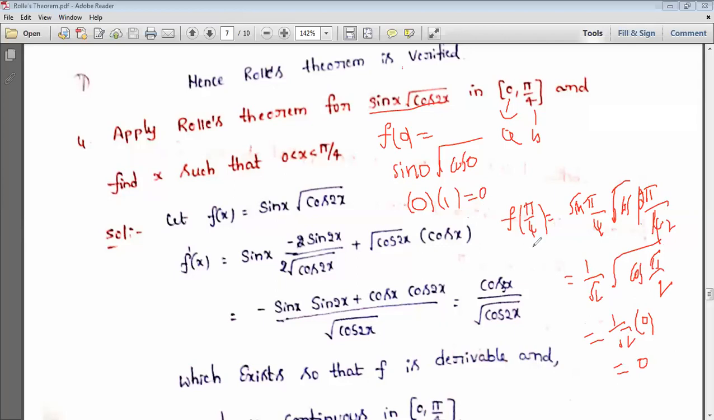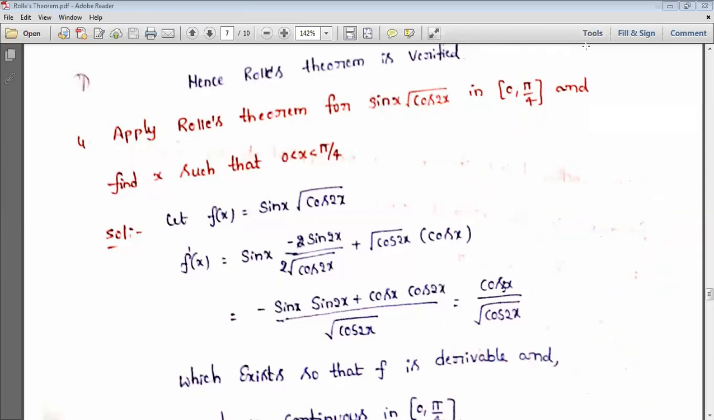So f(0) is 0 and f(pi by 4) is also 0. Simply, I can write f(0) is equal to f(pi by 4). So f(a) equal to f(b), that is f(0) is equal to f(pi by 4). So all the conditions of Rolle's theorem are satisfied. Now we should go for the verification.